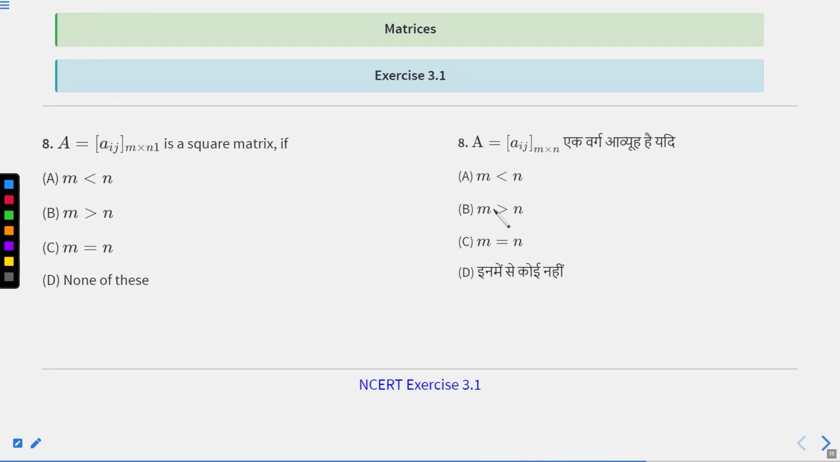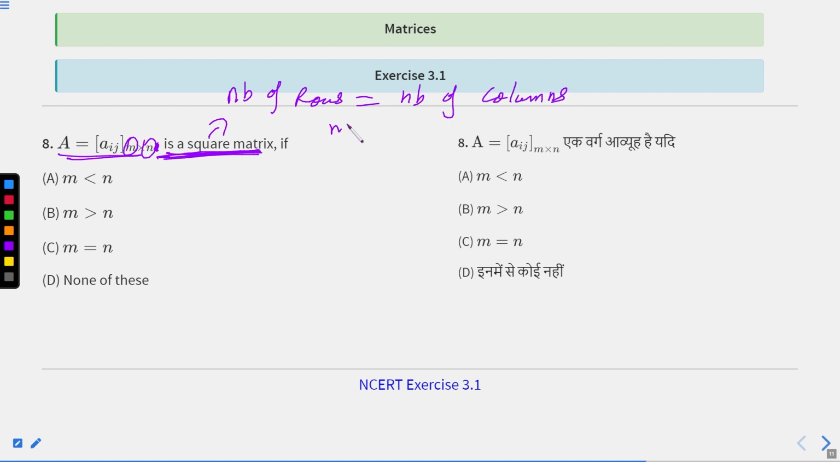Let us move next. Now your matrix is in this form. As you can see, this matrix has m rows and n columns, m rows and n columns, okay, is a square matrix. So this is saying that it is a square matrix, and we know that in a square matrix, number of rows will be same as number of columns.